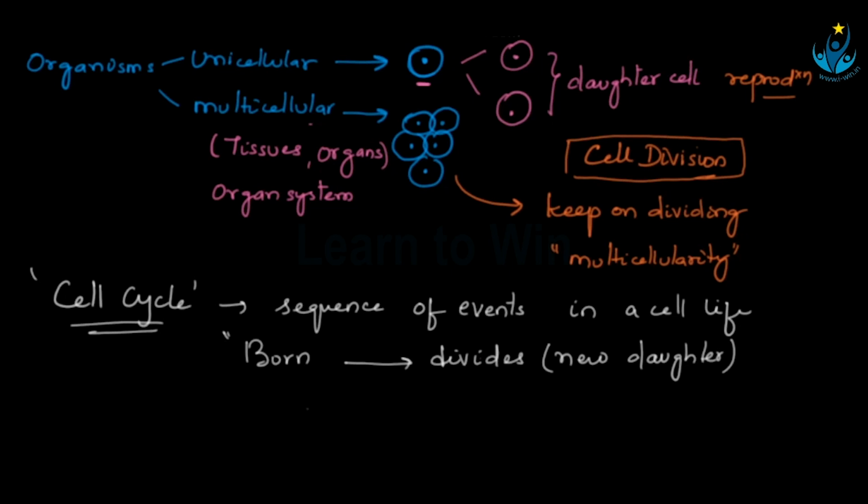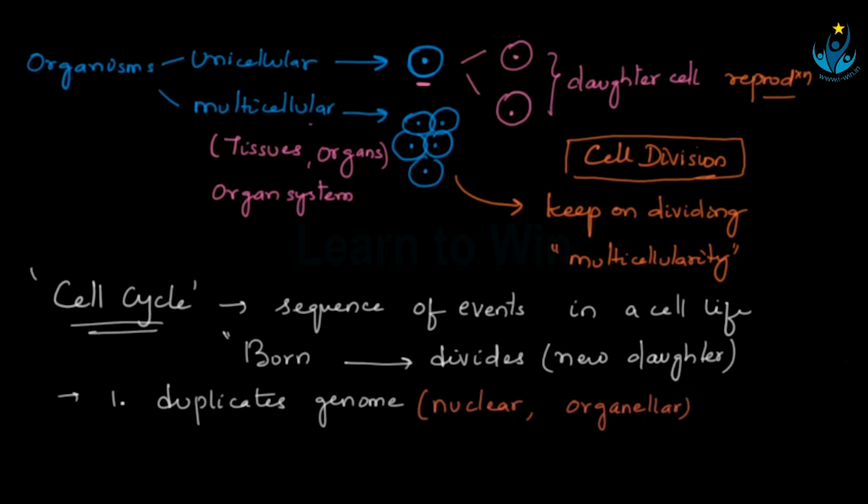Okay, so basically what happens in the cell cycle is, one, the cell duplicates its genome. Now, when we talk about genome, we're talking about all types of genome. That is principally the nuclear and also the organellar genome, that is, the one that is included in chloroplasts and in mitochondria.